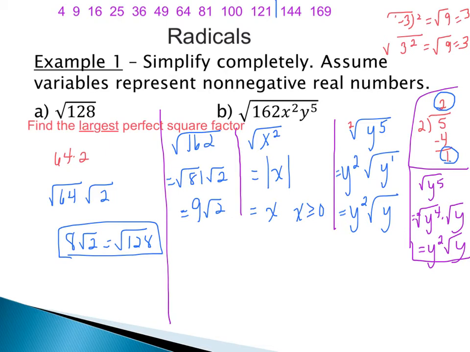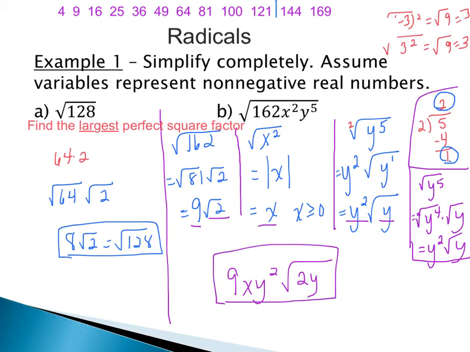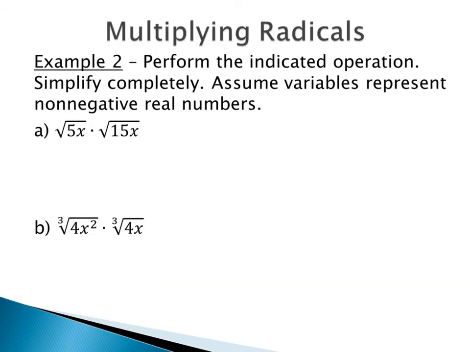So I purposely separated it so you can see each of the moving parts. Anything that's not under the radical would be on the outside. So I have the 9 on the outside, the x, and then the y squared, and then anything underneath is going to stay underneath. So in my first piece, I had a 2, square root of 2. My second piece, I did not have anything underneath this radical, and then I had a y. So your final answer then is 9xy squared, square root of 2y.